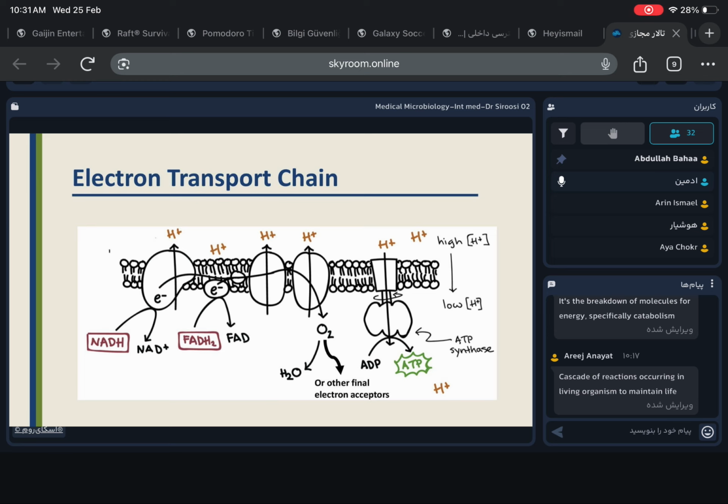So basically, the energy of electrons is used to generate this electrochemical gradient, and this high concentration of protons, when they enter into the cytoplasm, they release energy, and their energy is used to generate ATP. And this is how basically ATP is synthesized.